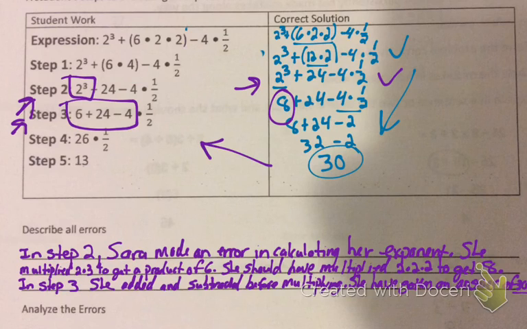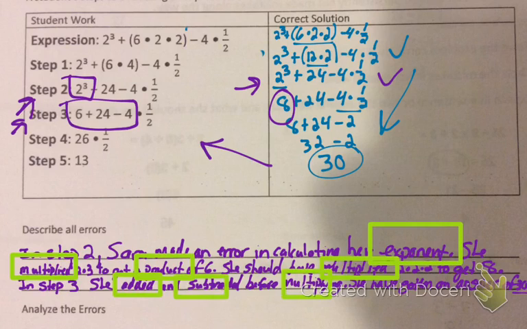Let's go ahead and see how many vocabulary words I used this time. Exponents, that's a math word. She multiplied, that's another one. Product, that's another one. She should have multiplied, that's another one, to get 8. In step 3, she added and subtracted before multiplying. So if you look right here, I have a total of 7 words. That's going to be good. And remember, our goal is to get 5.